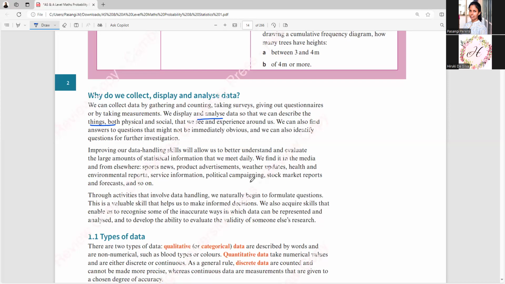Through activities that involve data handling, we naturally begin to formulate questions. This is a valuable skill that helps us to make informed decisions, and we also acquire skills that enable us to recognize some of the inaccurate ways in which data can be represented and analyzed, and to develop the ability to evaluate the validity of someone else's research.